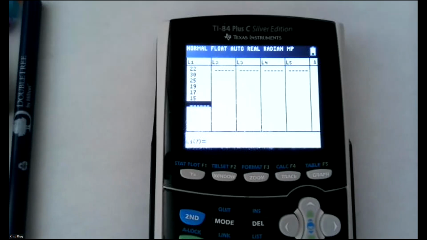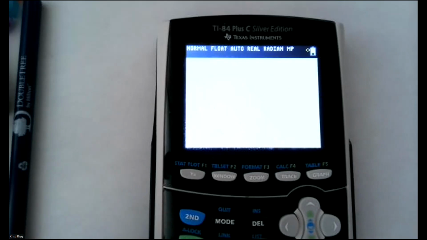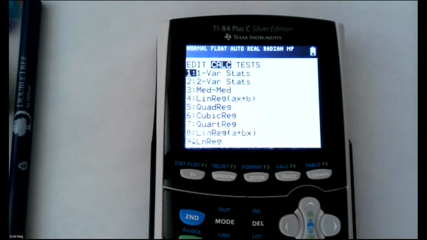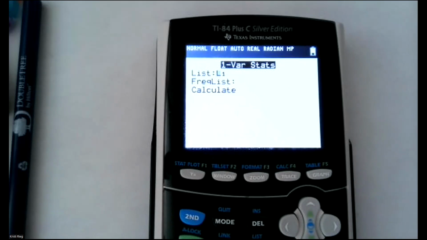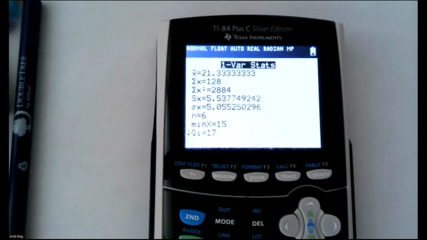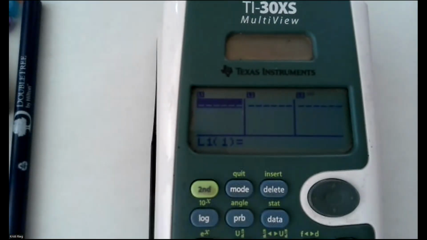And once we have that, then we are going to quit this screen right here, and then go back to stat on this calculator and calculate one variable stats. No matter which calculator you're using, L1 is our list, and then our frequency should be nothing. And then we will calculate this. And so our mean is 21.3 for this problem.